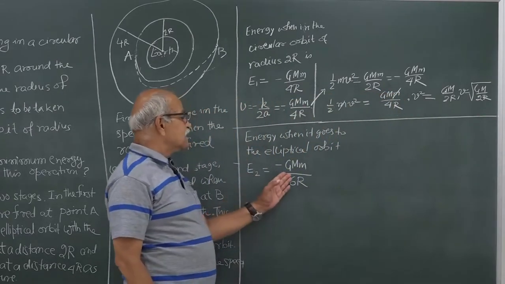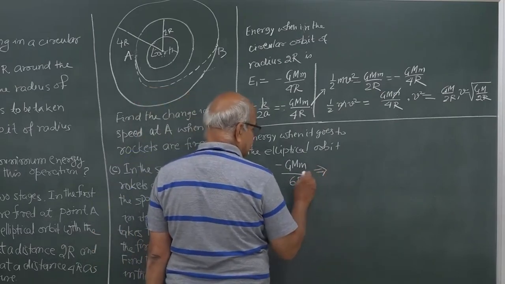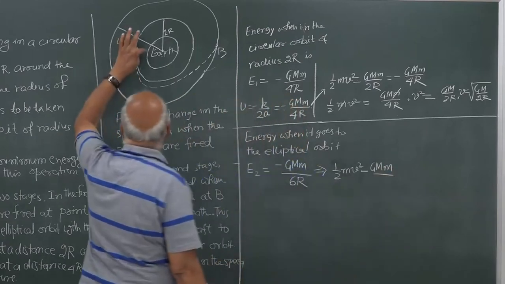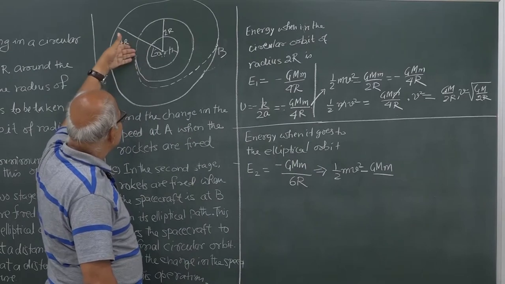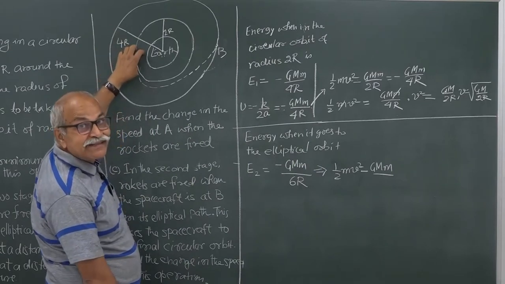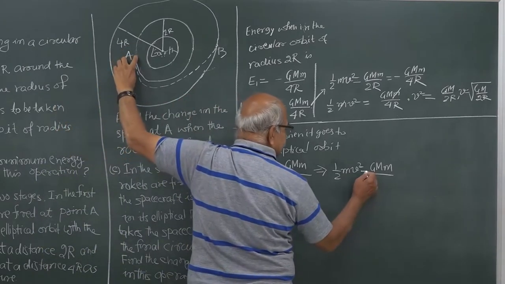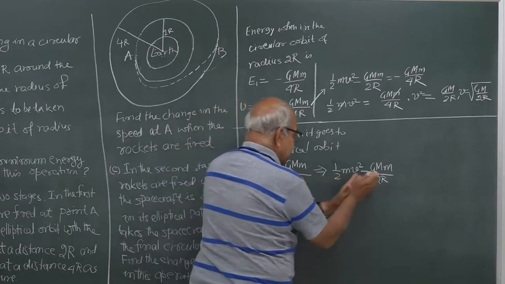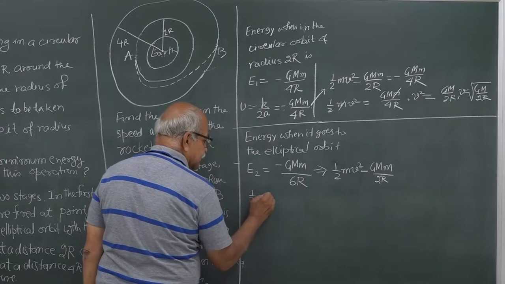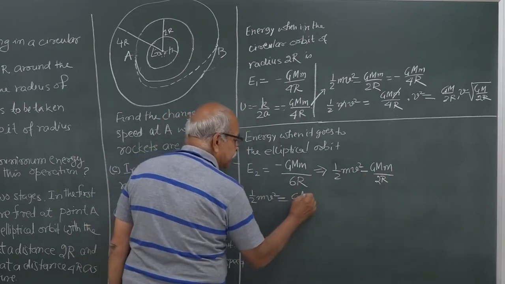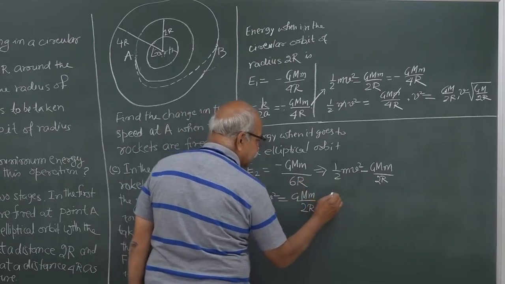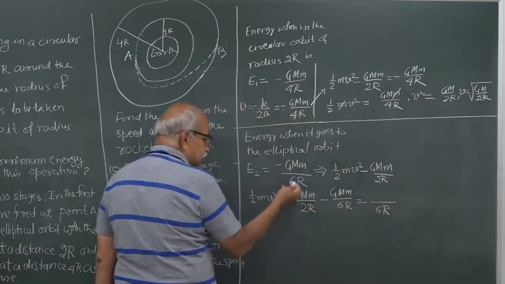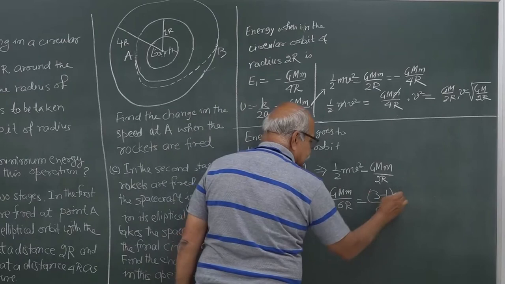And what happens here? Total energy is given. The total energy is half mv square, that is the kinetic energy, and minus GMm. Remember, we are here, going in a circular orbit, and now we are changing to an elliptical orbit. And what is the change in the speed that is asked? So the potential energy remains the same, minus GMm by 2r, and this is the total energy. So what is half mv square? Half mv square is equal to GMm over 2r, and then minus GMm over 6r. So 6r here, and this is 3 times, and this is minus 1 times GMm.